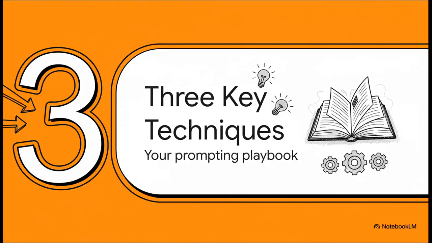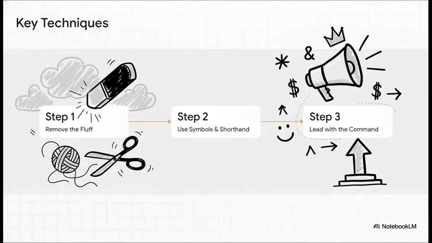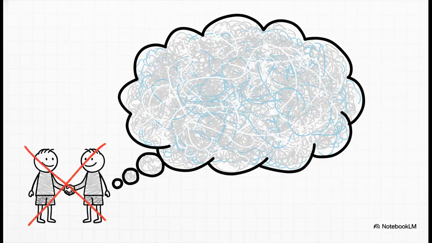So you get the what and you get the why. Now it's time for the how. In Section 3, we're going to get practical with 3 key techniques. Think of this as your new playbook for writing short, powerful prompts starting immediately. And it really is as simple as 1, 2, 3. First up, we're going to remove the fluff. Second, we'll learn to use symbols and shorthand. And third, and this is a big one, we're going to lead with the command. Let's break them down. Okay, technique number 1. This is the easiest one to start doing right away.